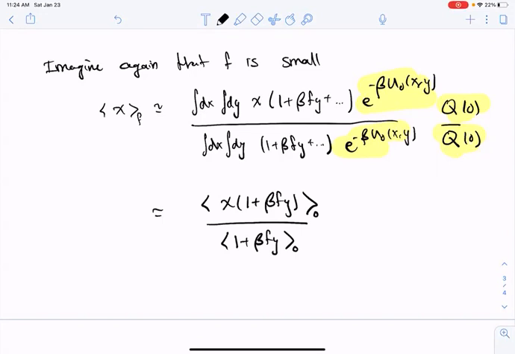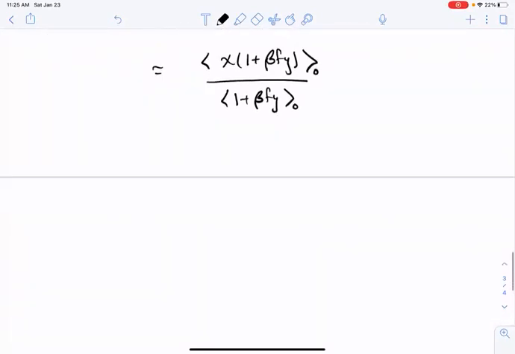However, this is not exactly first order in f. It's not linear in f due to the presence of that denominator, so I should expand that denominator to be consistent with the assumption that f is small. 1 over 1 plus a small number is 1 minus that small number.